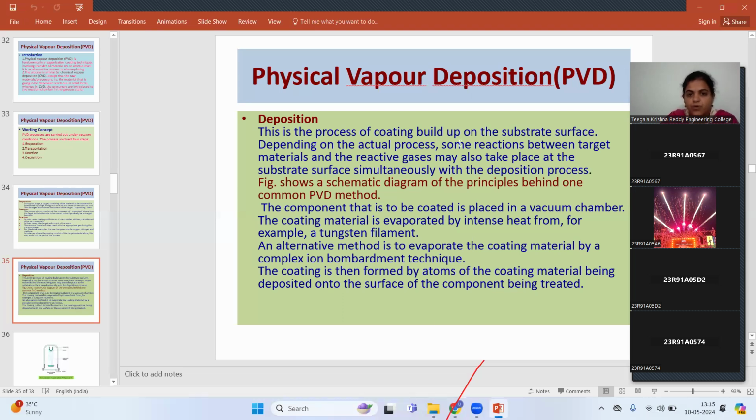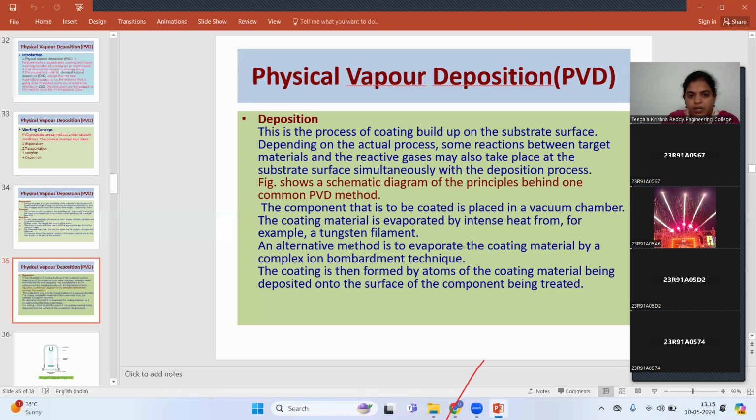This is the process of coating buildup on the substrate surface. Depending on the actual process, some reactions between target materials and the reactive gases may also take place at the substrate surface simultaneously with the deposition process.